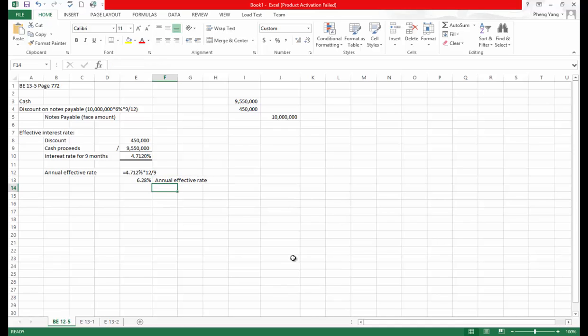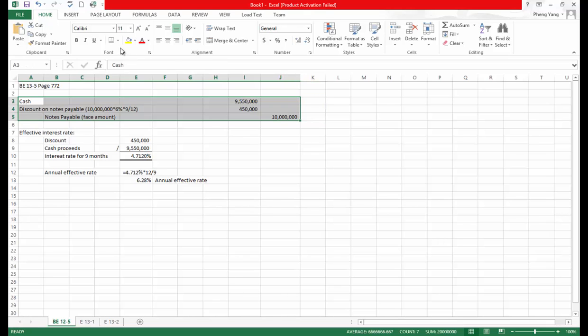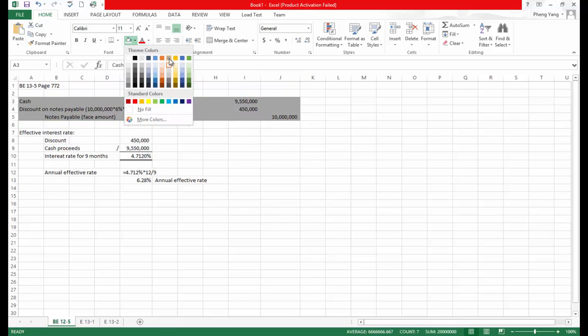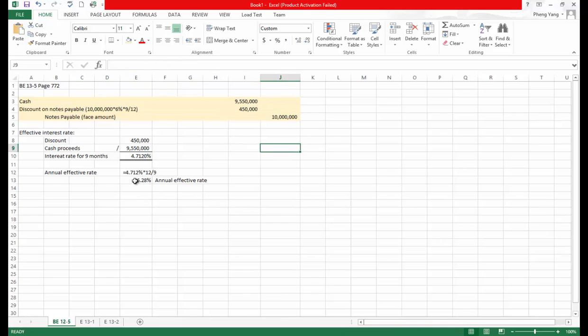So that's how we find the effective annual rate for this problem. This was our journal entry here, and this is our annual effective rate here. Okay, so that's what we have. And that is brief exercise 13-5.